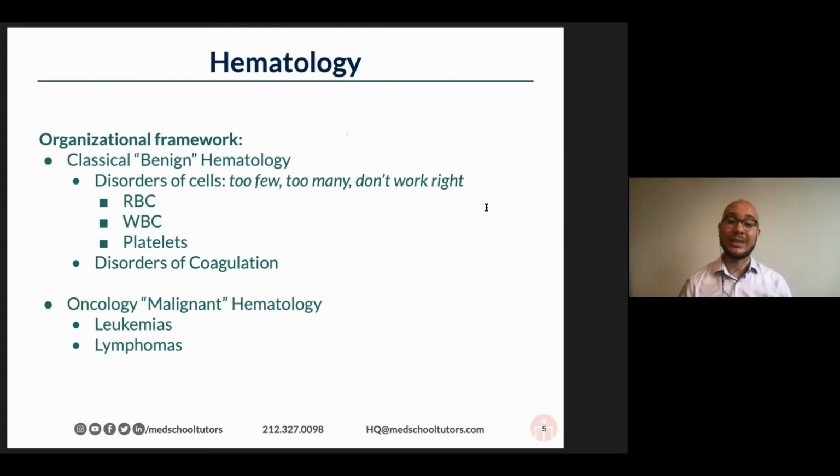There's what has historically been called benign hematology. But as we know, for patients, some of these diseases are anything but benign. So some folks are now calling it classical hematology. And this is where you're really focusing in on disorders of cells and of the coagulation pathway. When it comes to disorders of cells, there's either too few of those cells, so the penias, the cytopenias, there's too many of the cells, the cytoses, or for some reason these cells don't work right.